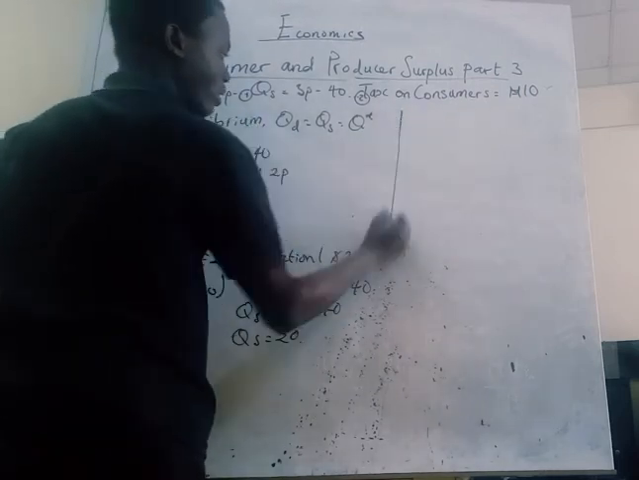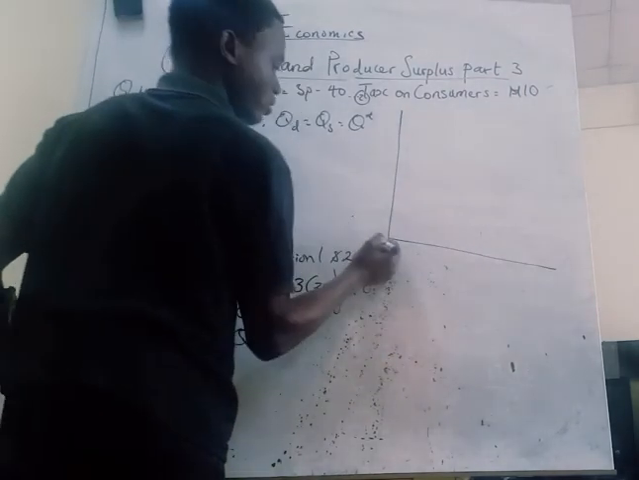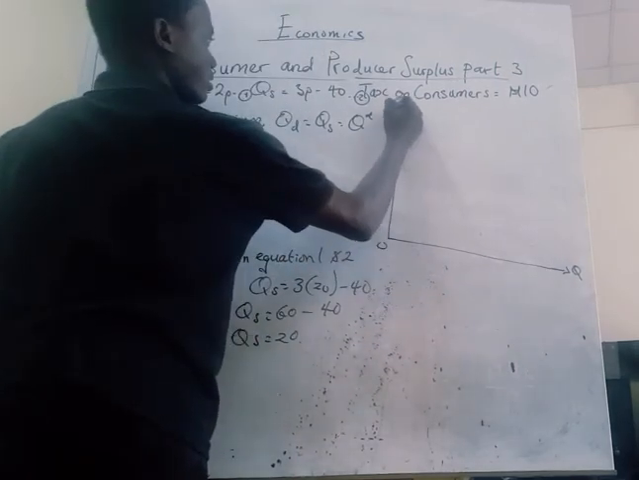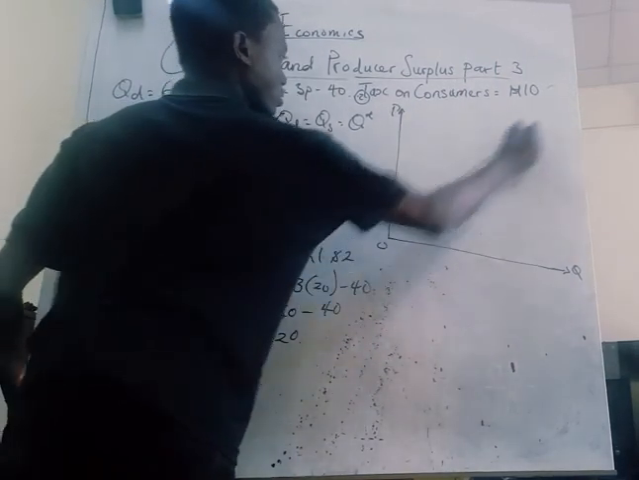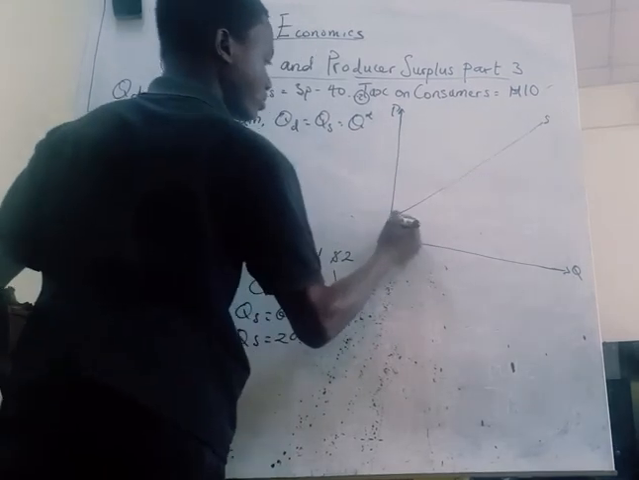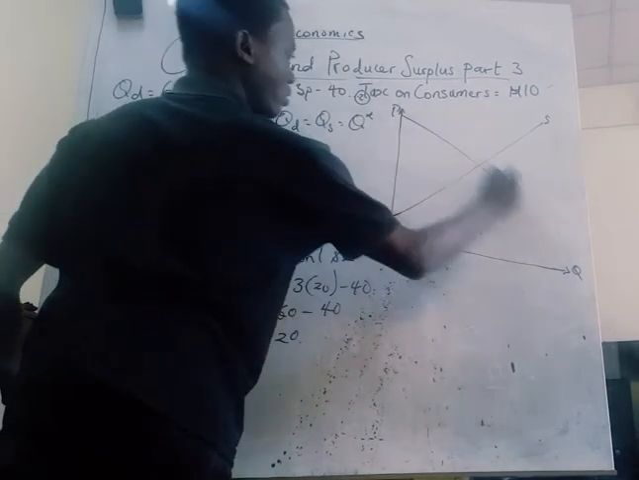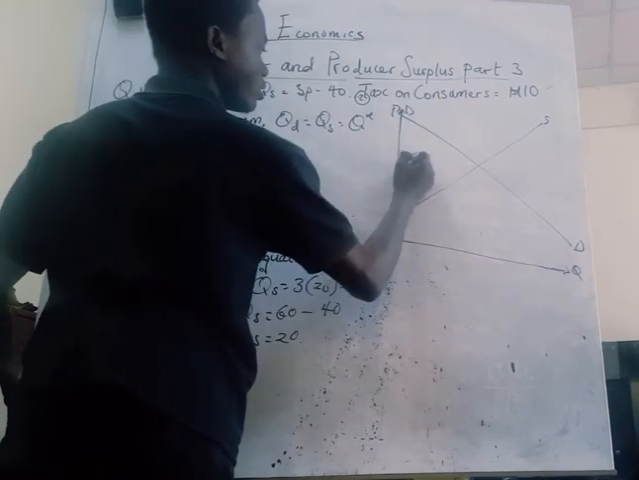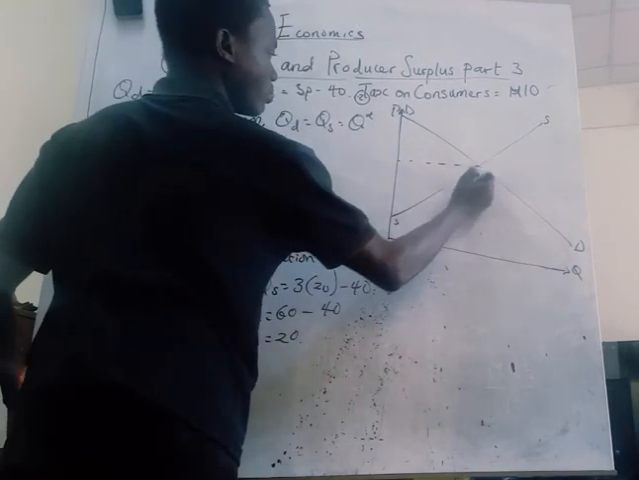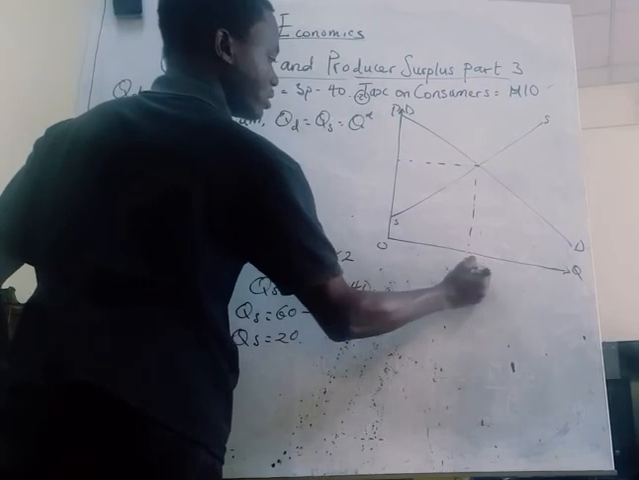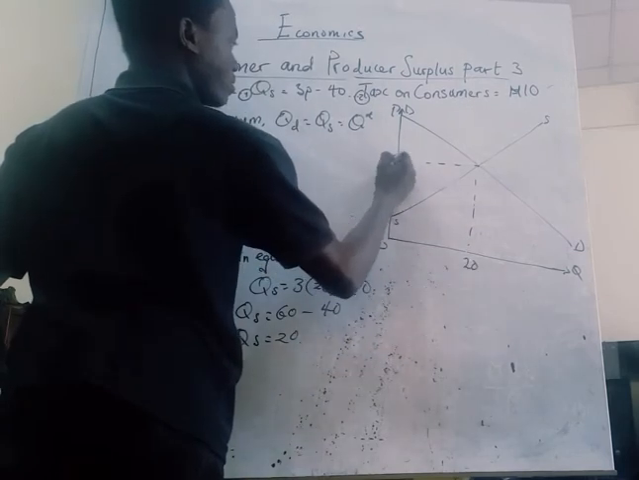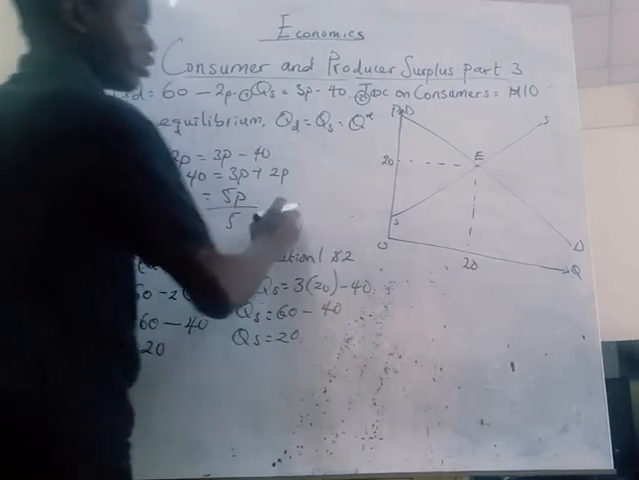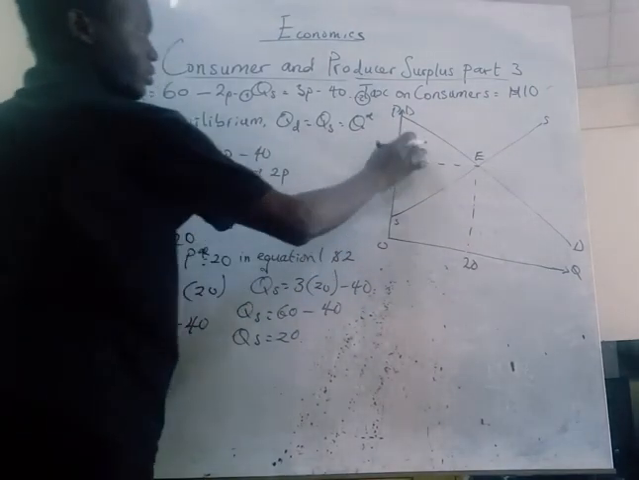So we have this graph. 0, and this is quantity, this is price. So this is our initial supply function, upward sloping. Supply curve rather. This is our initial demand curve, downward sloping as usual. So at equilibrium, this is 20 and this is 20. So we name this equilibrium E. All of these represent our consumer surplus.